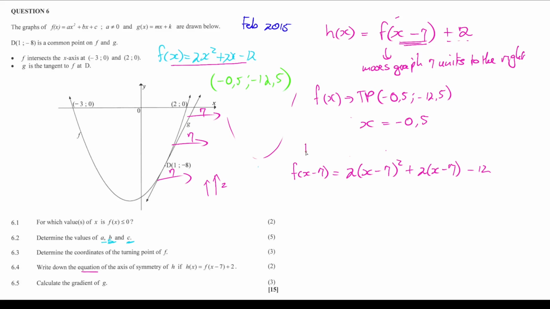Now for h of x, the axis of symmetry would be exactly this, but we shifted it 7 units to the side. So we say plus 7, and that gives us positive 6.5, or it could be 13 over 2. Both of those are correct. Now, if you didn't like that explanation, let's go on to the longer one.